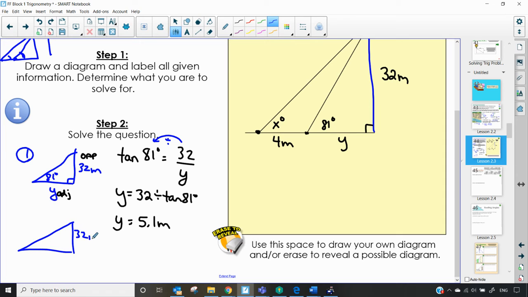So again, this triangle here had 32 meters. We are trying to find what this unknown is here, but our measurement down here was 4 plus y. Well, 4 plus 5.1 means that this length here is 9.1 meters. Now, finding the angle means that we're going to be looking at opposite and adjacent. And when we're looking for the angle, we use the inverse. So the angle is going to be tan⁻¹ of 32 over 9.1. So let's take a look at that on our calculator.